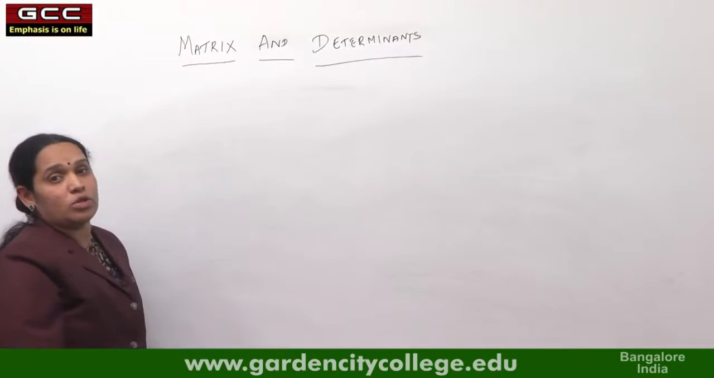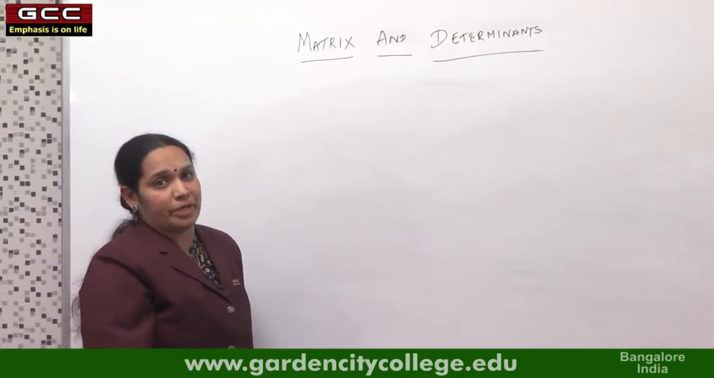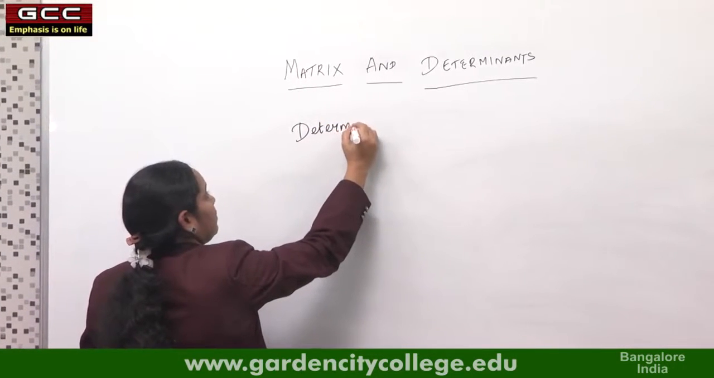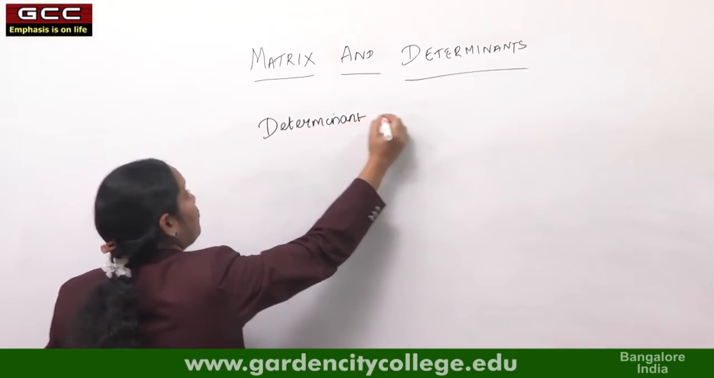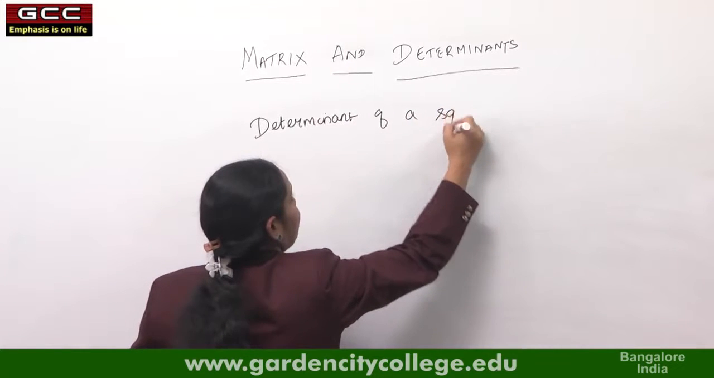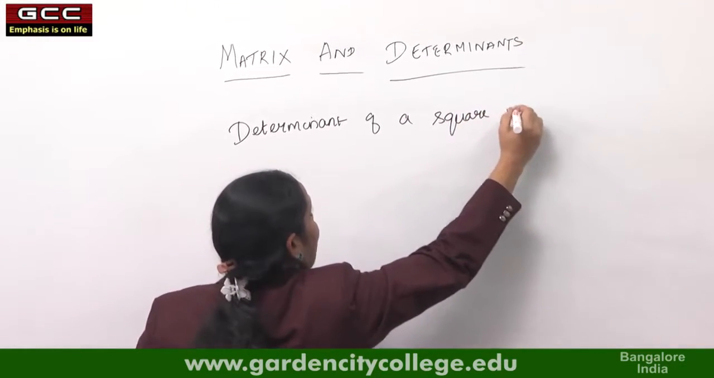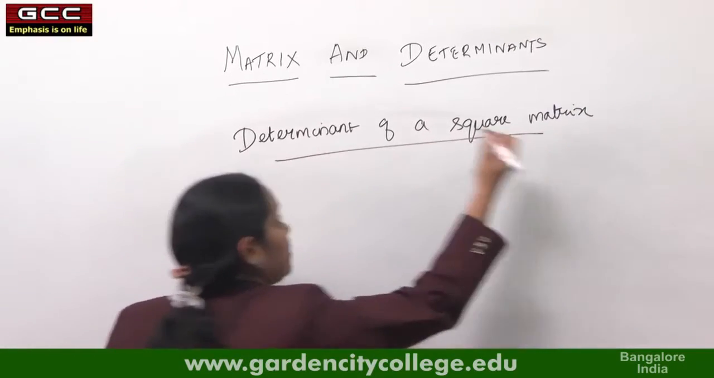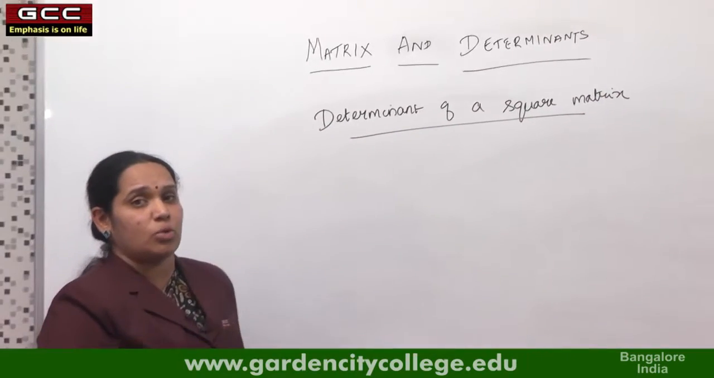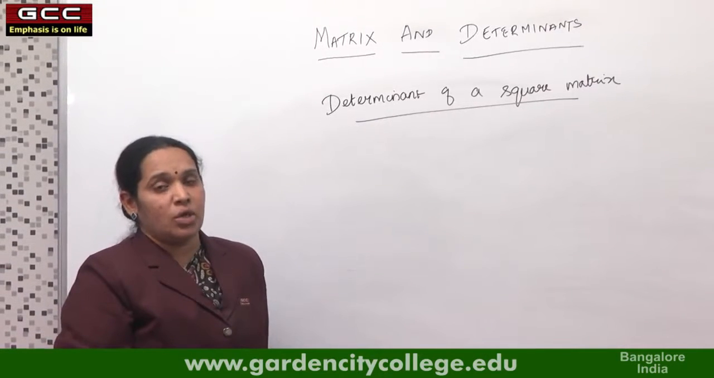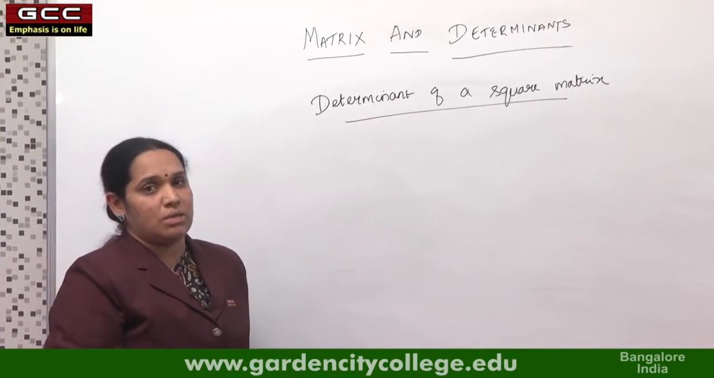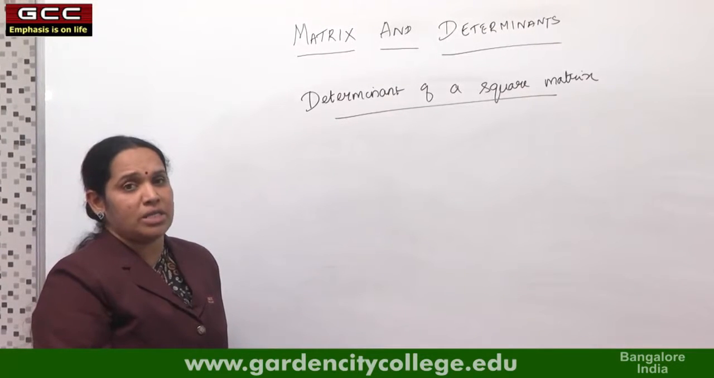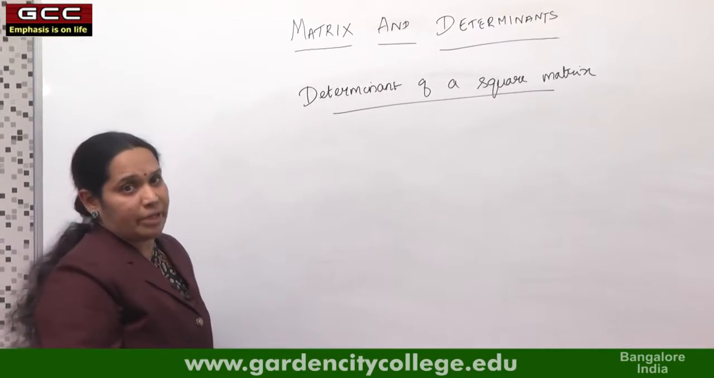Now, next we will go on to find the determinants of a matrix. We will see how to find the determinant of a matrix. Determinant of a square matrix. You can find the determinant only for a square matrix. A square matrix, as I already told, is a matrix which has the same number of rows and the same number of columns. Let us see how to find the determinant of a 2 by 2 matrix first, then a 3 by 3 matrix.